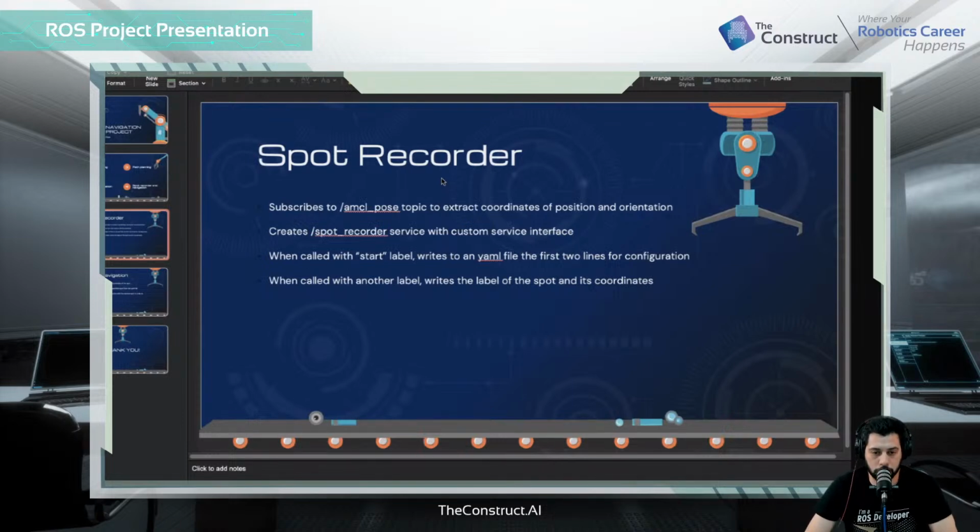When it's called with the label start, it empties the YAML file and just writes the first 2 lines of configuration. When it's called with another label, it writes the label down and saves the coordinates of the robot.